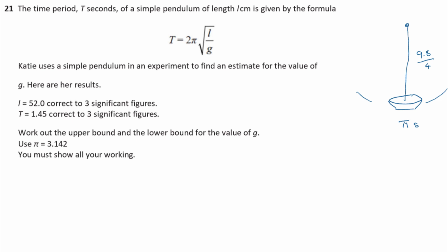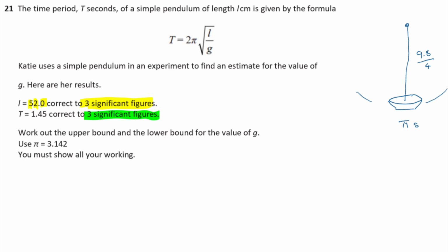error intervals, isn't it? It's one of those ones where numbers have been rounded off to a certain degree of accuracy, and you need to then work out what the upper and lower bounds are for the outcome. Okay, so let's have a look at the two values we've been given. L, the length of the string, is 52, correct to 3 significant figures. So first significant figure is the 5, the second is the 2, and the third is the 0 there. So that means this number's been rounded off to 1 decimal place.